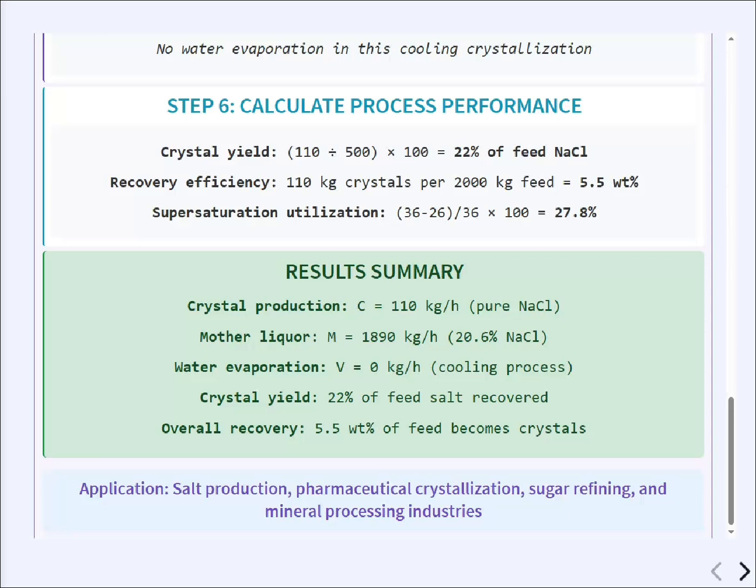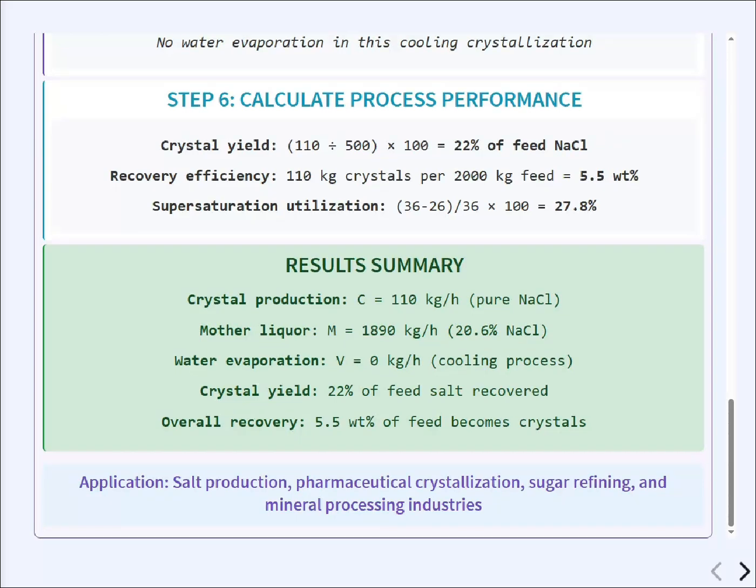total feed becomes crystal. So this type of calculation is essential in salt production, pharmaceutical crystallization, sugar refining and mineral processing industry. The key takeaway: cooling crystallization works by reducing solubility, forcing excess solute to crystallize out, no water removal needed.